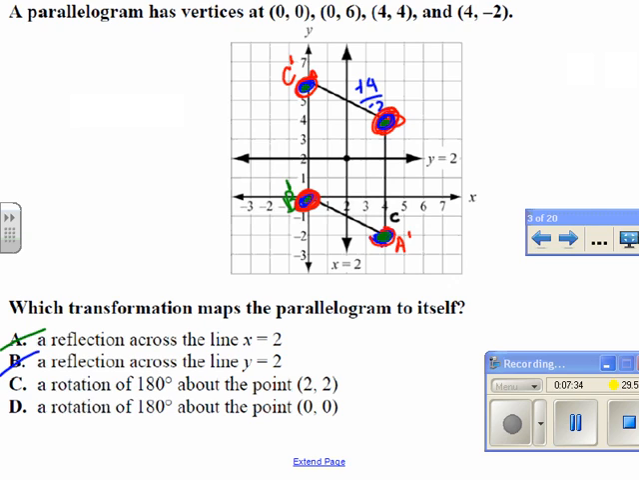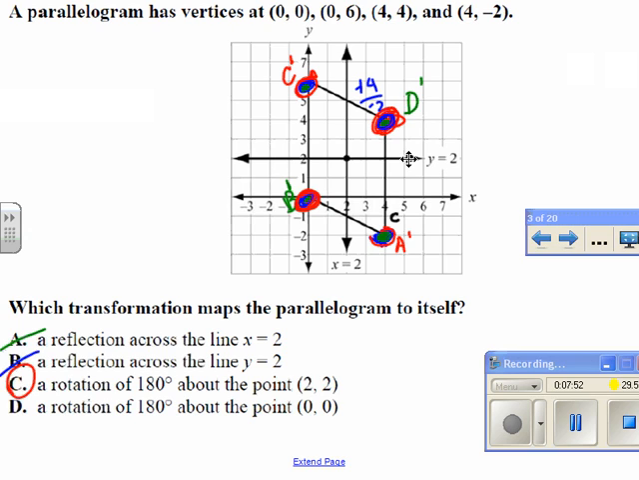So the question is, does this map it onto itself? In other words, if you connected the dots, would you have the original figure back? Yes. C is the answer. If you rotated it about (0, 0), it would not work, and you can try it, but you saw how to do it. That's how you work this problem.